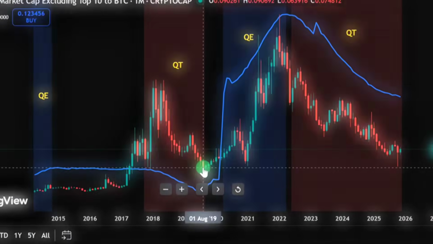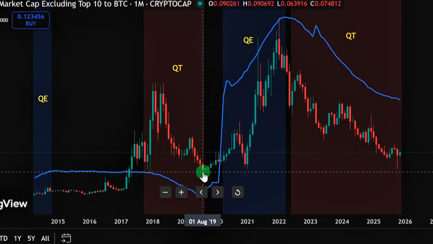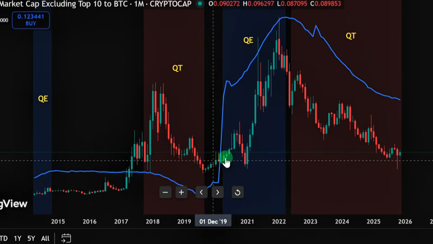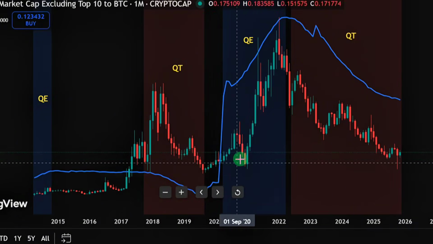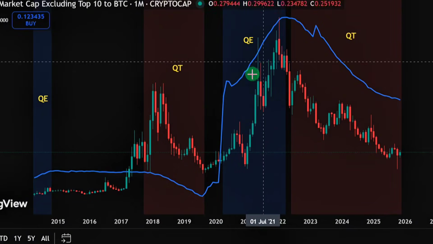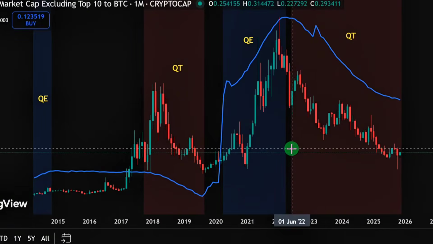The last time the quantitative tightening ended was on August 1st, 2019, which marks the bottom of the bear market. After that, we started having this consolidation, which you are seeing right here, until the announcement of the quantitative easing, which skyrocketed the price massively to the upside. The current quantitative tightening, which we are currently experiencing right now, began on June 1st, 2022 and has been the longest so far since altcoins came into existence, and it has also lasted for more than 3 years.